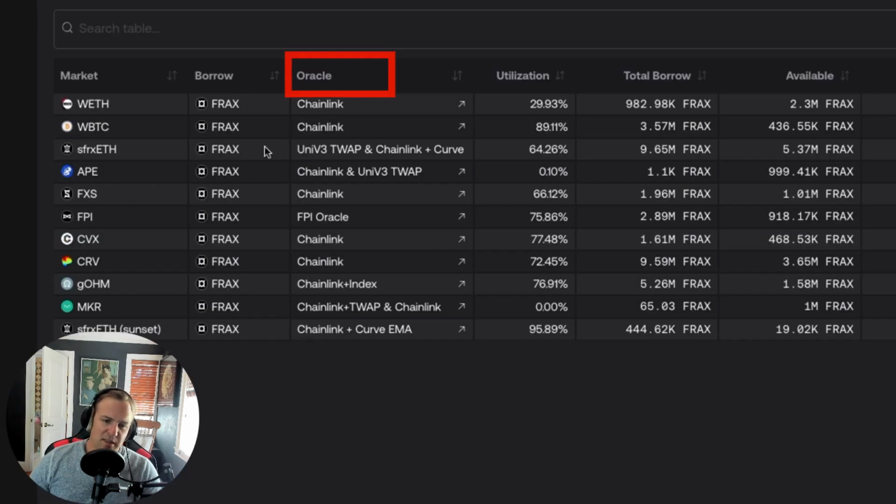Looking at the next column, this is going to be the Oracle column. The Oracle column just says, where does Frax get the data from? So for most of these pairs, it's going to be Chainlink. FPI comes from the FPI Oracle. And then stake FrxETH has a UniV3 plus Chainlink and Curve. So sometimes there are some redundancies, but typically everything comes from Chainlink.